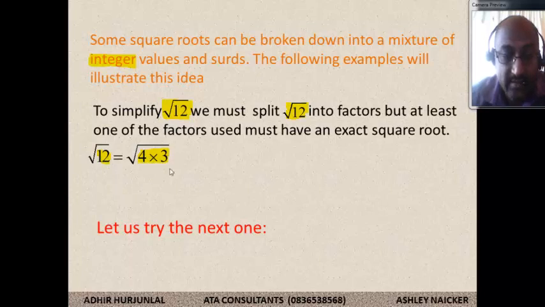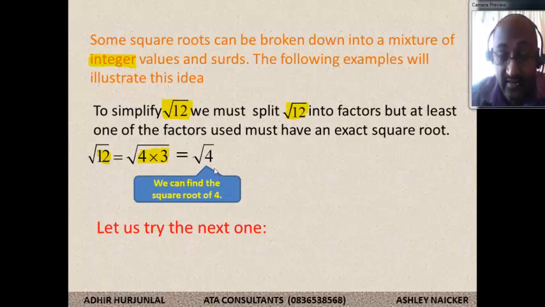Why did I choose the 4 times 3? Because if I split them up, this becomes the square root of 4, which I can find the square root of, multiplied by the square root of 3. Now watch how I split this up. The square root of 4 times 3 is the same as the square root of 4 multiplied by the square root of 3. This is one of the surd rules which I'm going to illustrate or highlight a bit later on. For now, all I have done is I have split up the surd.